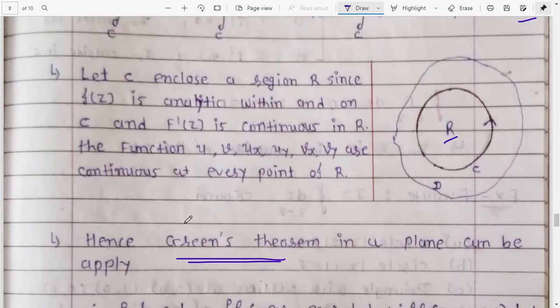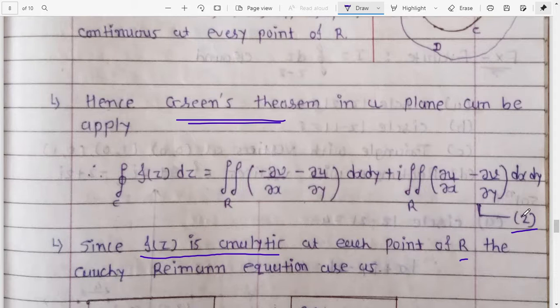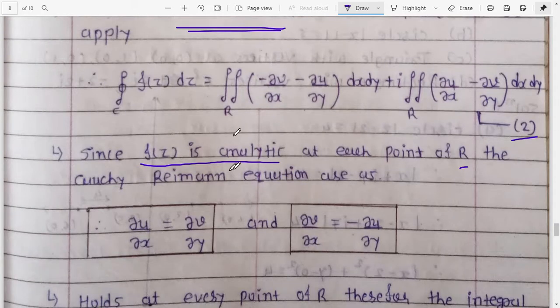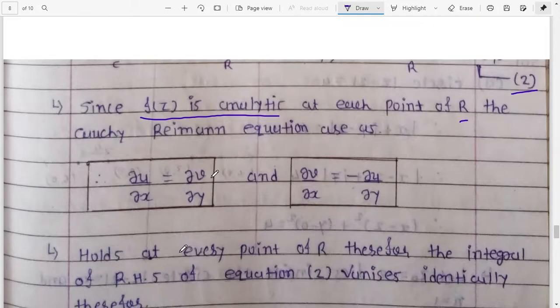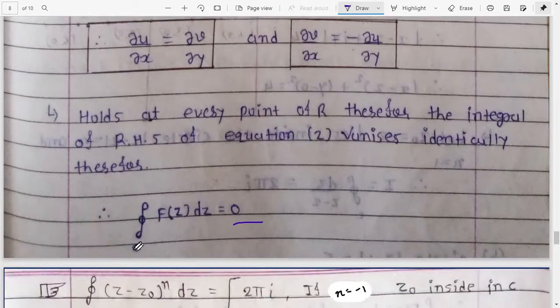Hence, Green's theorem applied, and this is Green's theorem, equation number 2. F of z is analytic, so the Cauchy-Riemann (CR) equation is satisfied, and using the CR equation in equation number 2, we get the integration over closed curve C of f of z dz is equal to 0.